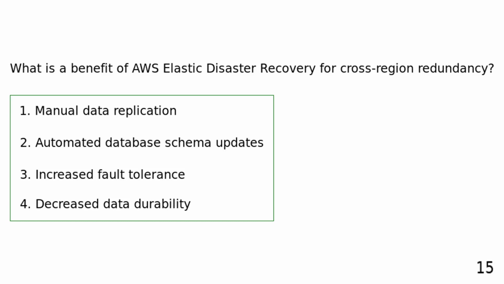What is a benefit of AWS Elastic Disaster Recovery for cross-region redundancy? Manual data replication. Automated database schema updates. Increased fault tolerance. Decreased data durability.